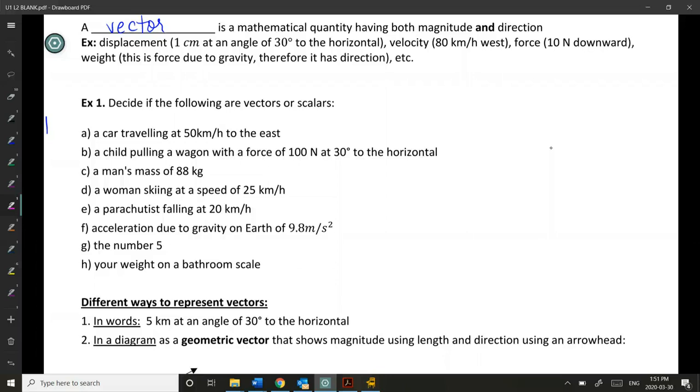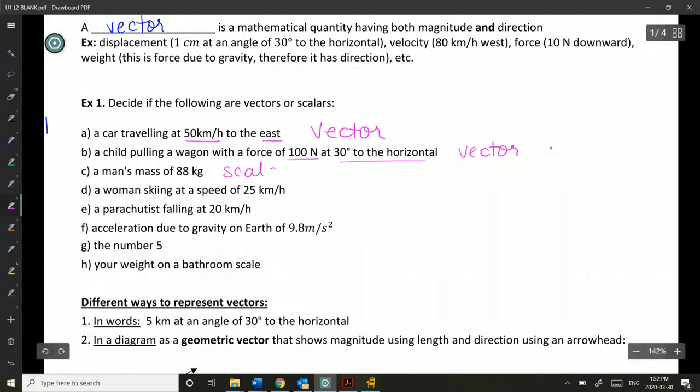All right, so a car traveling at 50 kilometers per hour to the east, so this has magnitude and it also has direction. It is a vector. Okay, a child pulling a wagon with a force of 100 newtons at 30 degrees to the horizontal, so magnitude and direction, we've got a vector. Okay, mass of 88 kilograms. Mass is a scalar quantity.